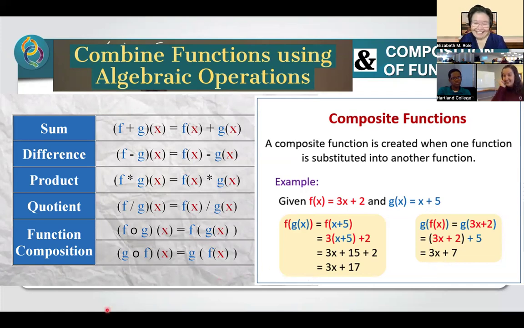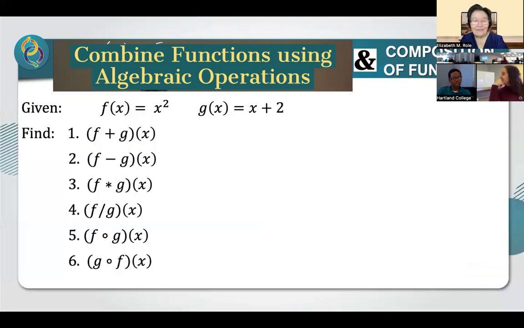Okay. All right. So let's have a few exercises here. We'll practice addition, subtraction, multiplication, division, and composite functions. Do these items and then we'll discuss after you have done it.